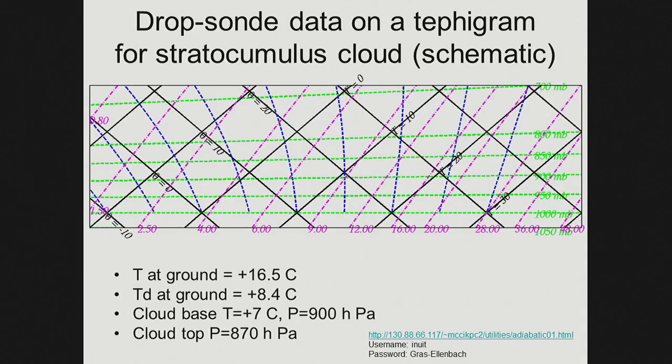So let's say I was to give you some initial conditions of a parcel. You walk along the ground with a thermometer and something to measure dew point, and you measure at the ground that the temperature's plus 16.5 degrees Celsius, and you measure the dew point to be 8.4 degrees Celsius. Okay, so from this data, you can calculate the height of cloud base. It's known as the lifting condensation level. Has Geraint talked about that?